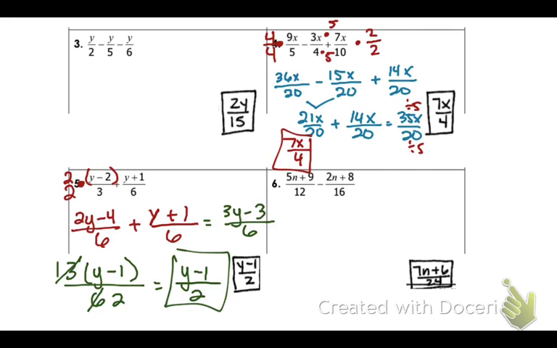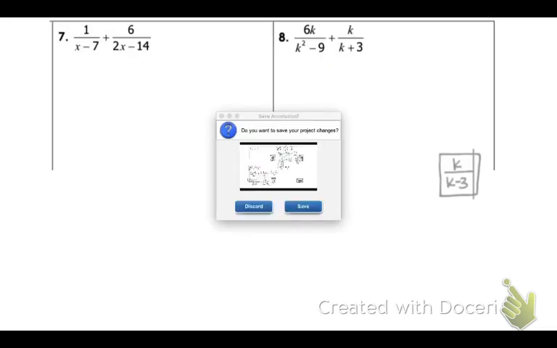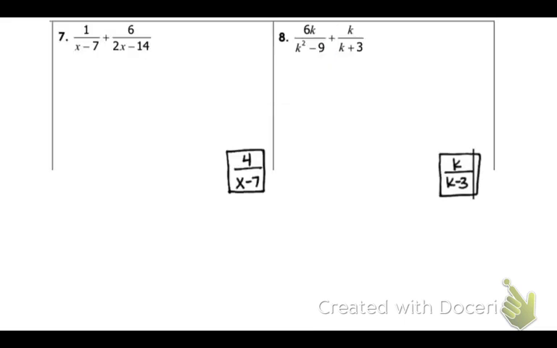Now, 12 and 16, you have to figure out their common denominator, and then multiply top and bottom. What number will they both turn into? So you guys will do that one. Okay. I'll do number 7 and 8.